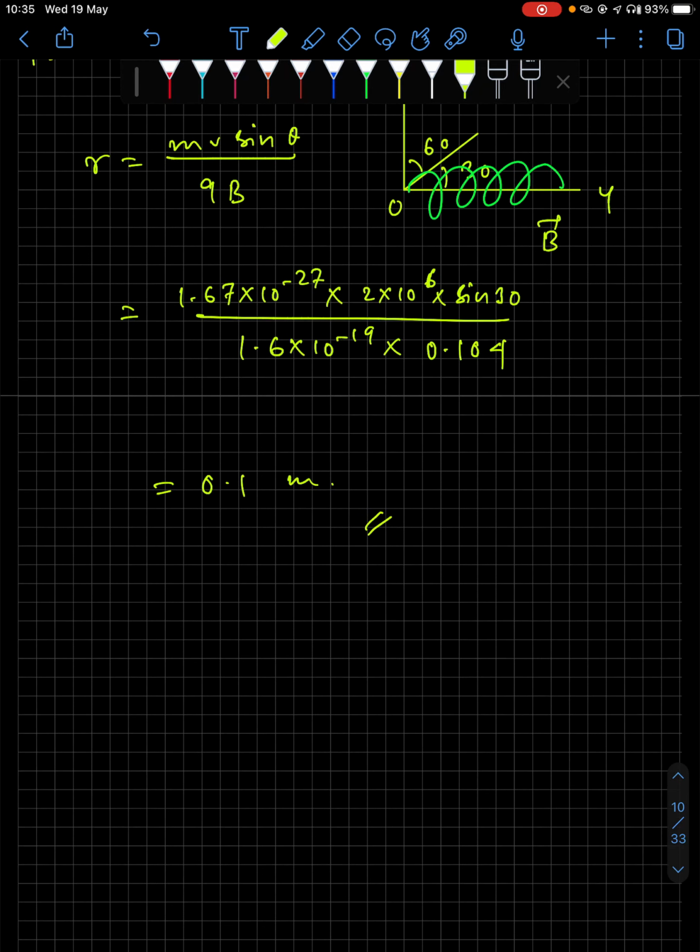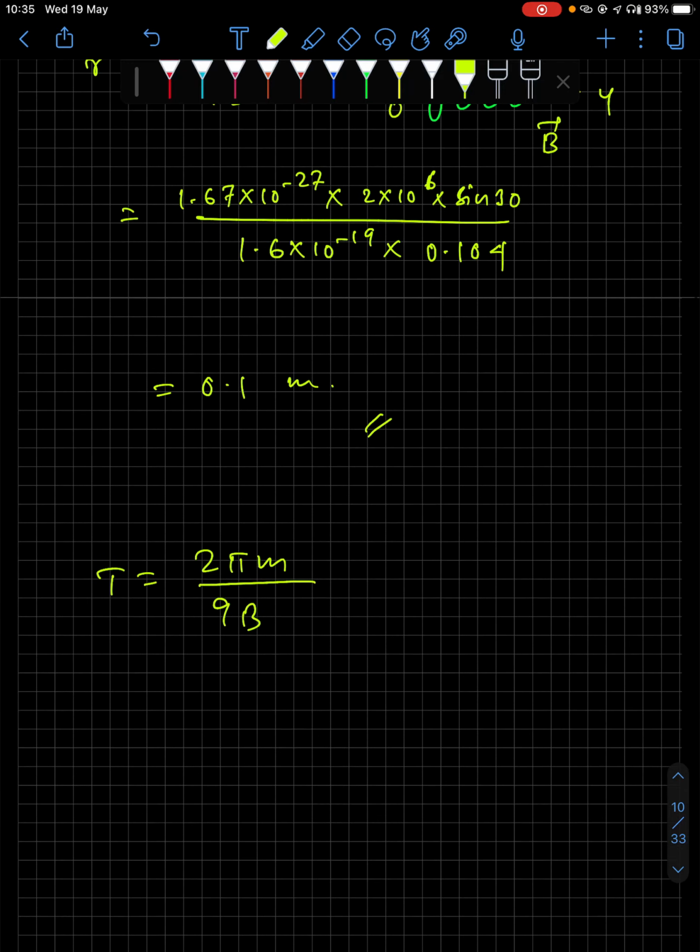That is the radius. For time period it is 2 pi m by qb. Again, if you put the values and do the calculation, you will get 2 pi. Pi has to be retained, okay? 2 pi into 10 to the power minus 7 seconds.